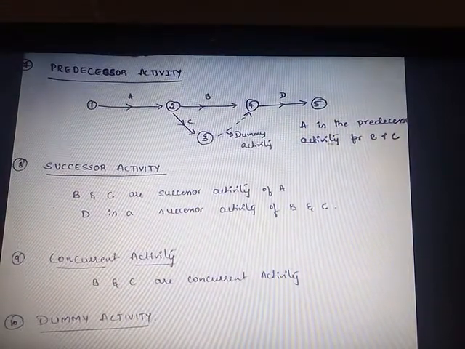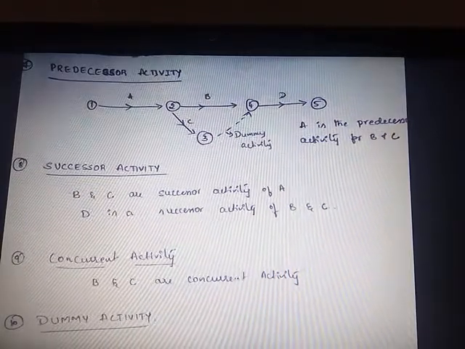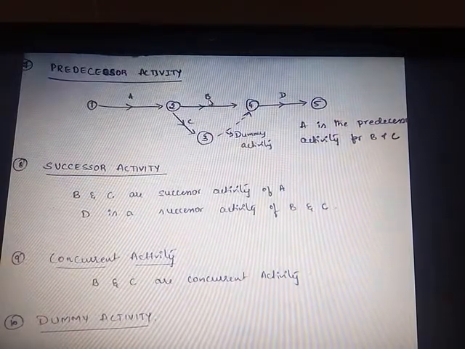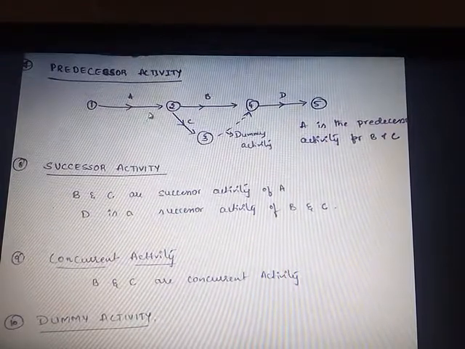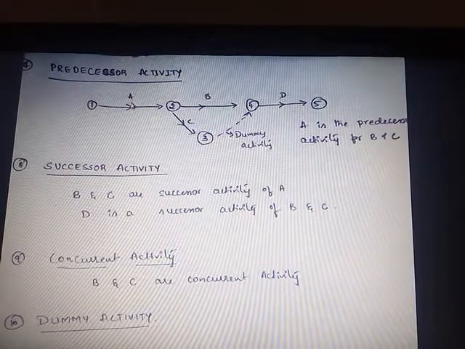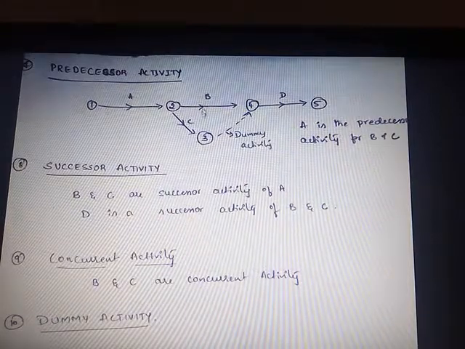That is, A is the predecessor activity for B and C. This one is the network diagram. In order to complete the B and C activity, A should be completed. This is the predecessor activity. A is the predecessor activity for B and C.